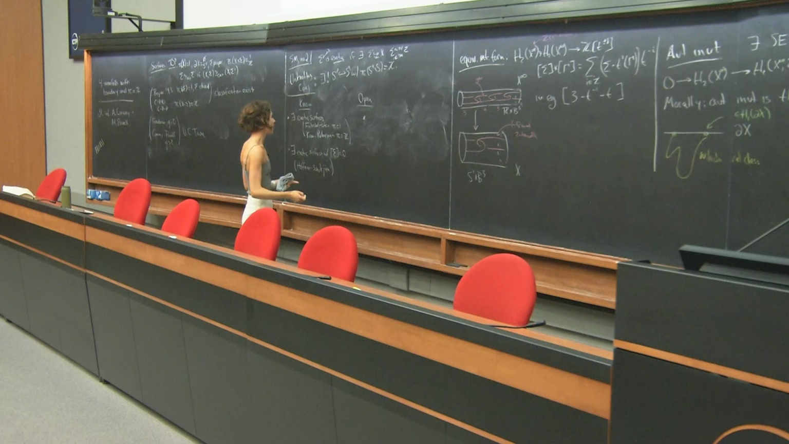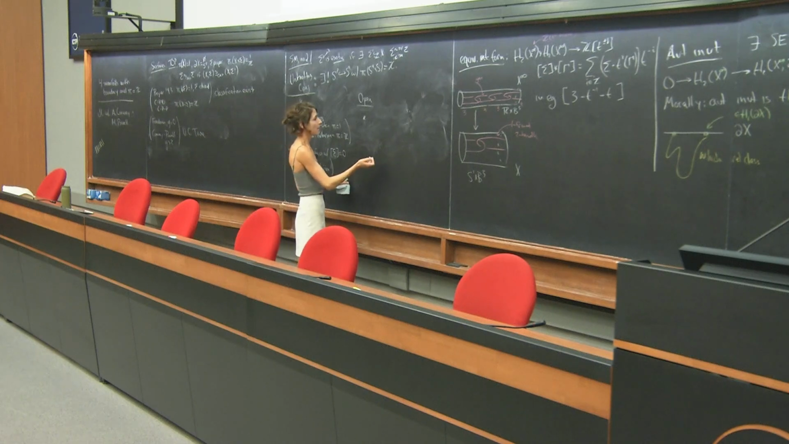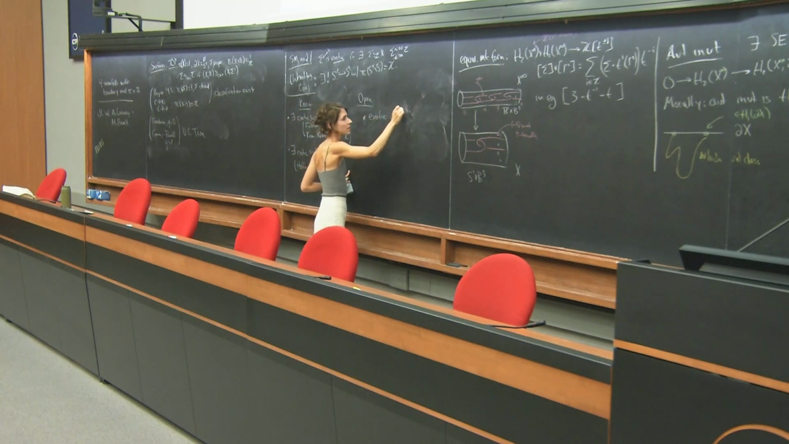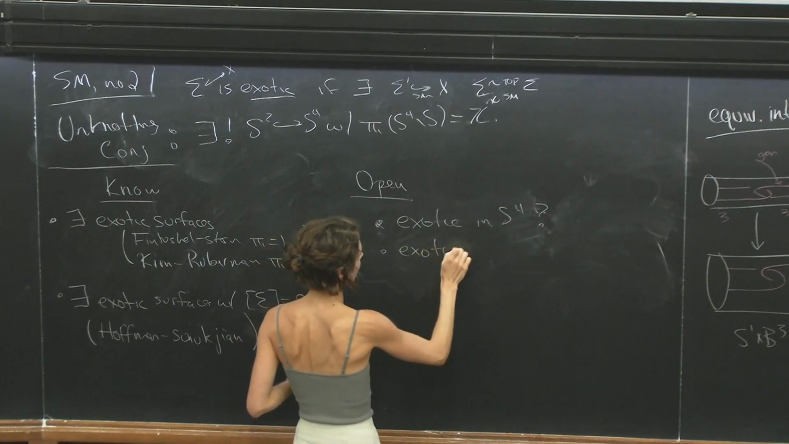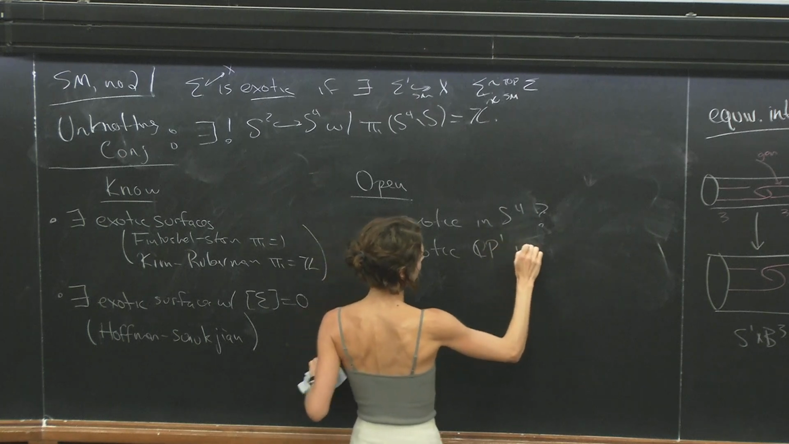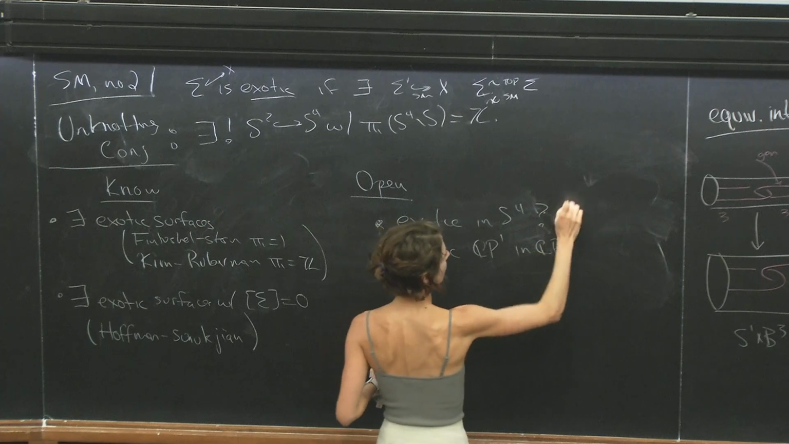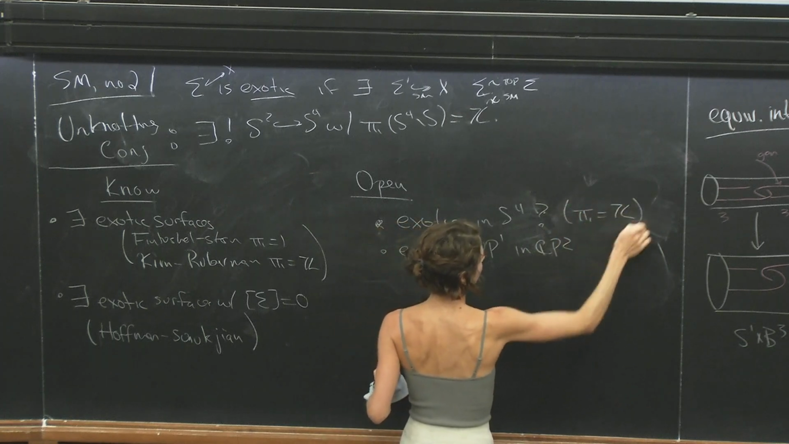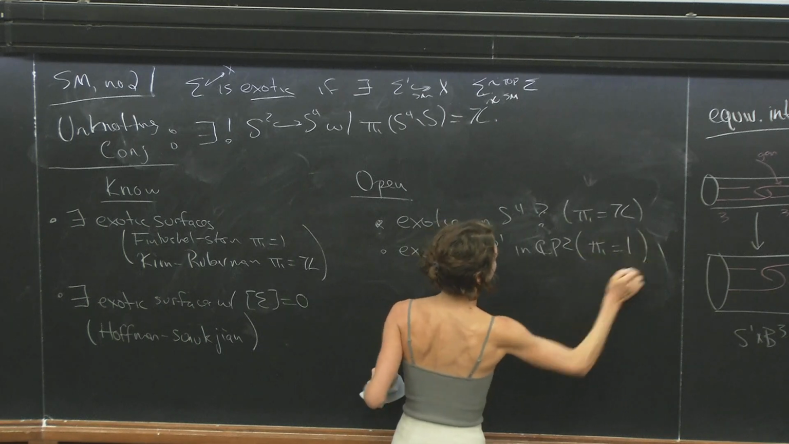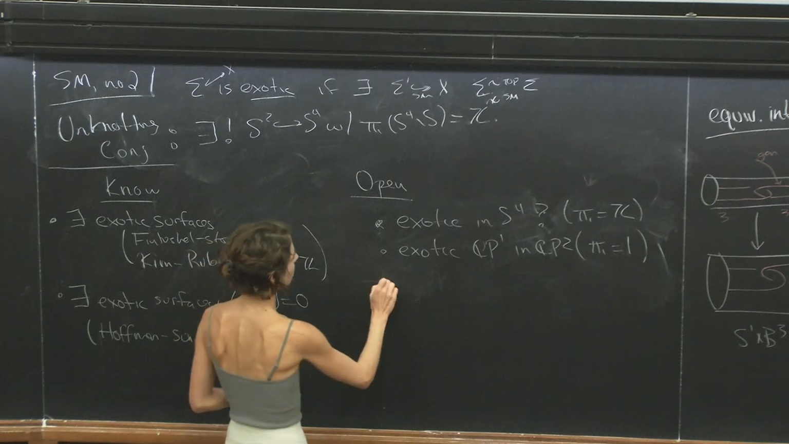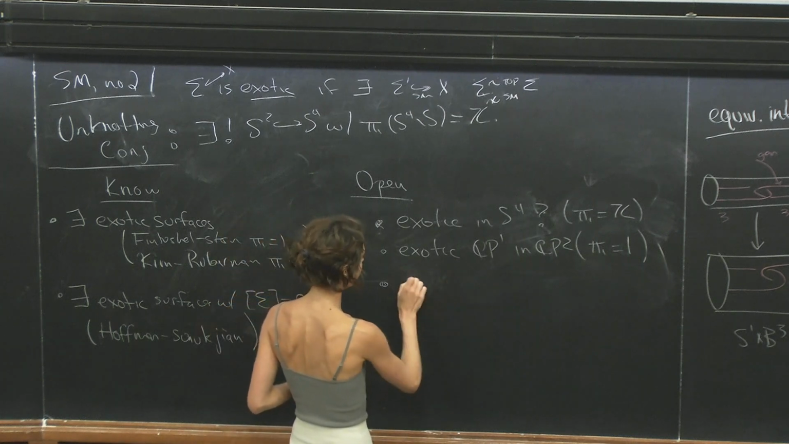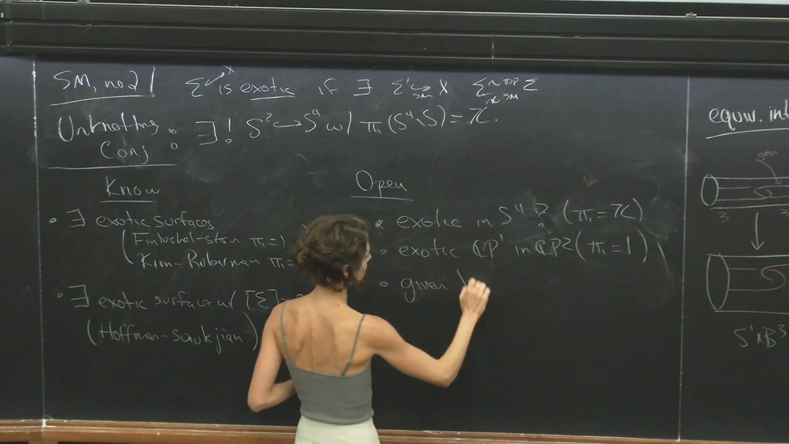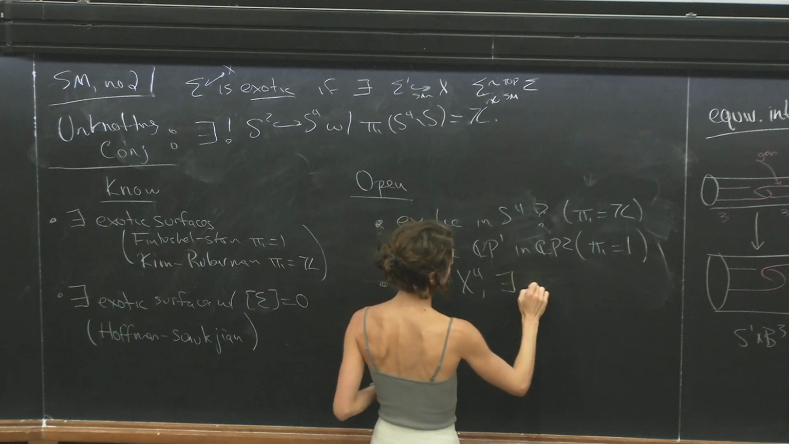But there's still a lot we don't know here. We don't know whether there exists an exotic surface in S4 of any genus. We don't know whether there is, for example, an exotic CP1 in CP2. So this is a pi 1 Z setting, and this is a no pi 1 setting. And we also don't know, more globally, if you're given some random 4-manifold, can you find an exotic closed surface?